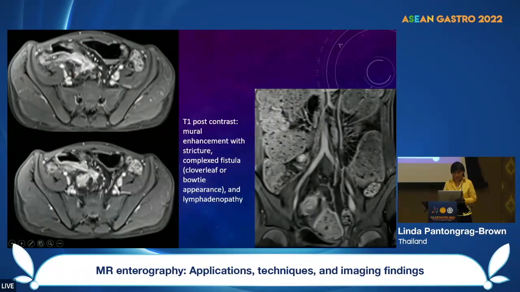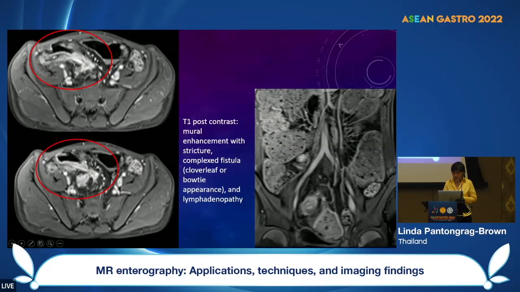So on post-contrast, you could see that this segment that is narrow stricture show mural enhancement suggestive of active inflammation with strictures. And in this image down here, right here, there is almost like a bow tie because the bowel loop comes together like a stellate appearance. Is tucked in because of fistula and fibrosis. So it becomes a complex enteric fistula. This pattern sometimes we call cloverleaf or bow tie appearance.